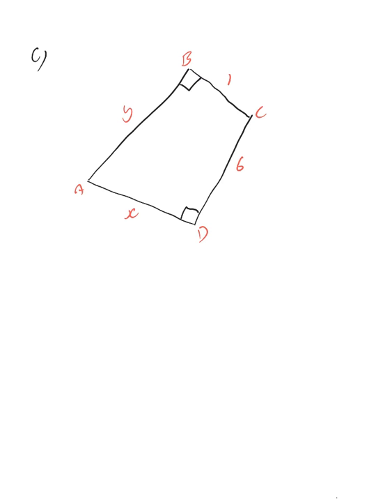The angles ABC and CDA are both right angles, as shown. The side BC has length 1, and the side CD has length 6. Let AB equal y and AD equal x, where x and y are both whole numbers. Okay, so first up we're asked to use Pythagoras' theorem to show that y squared minus x squared equals 35.